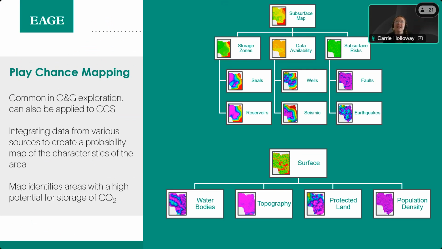Subsurface maps consider our storage zones, our seals, our reservoirs or aquifers, our data availability, our subsurface risks as well. And surface factors could include things like where we have protected lands, where we have water bodies, topography, or population density. And it's not just restricted to these points. It will be different for each project we do based on the data, based on whether it's onshore and offshore, based on the legislation, etc.